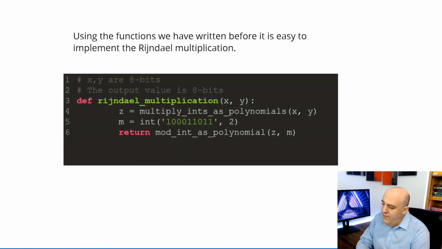Now, using the functions that we've written, it's really easy to implement this Rijndael multiplication. We just define a function which takes two 8-bit inputs, x and y, defines z to be the product of those integers as if they were polynomials, but z is still an integer. And then m is that polynomial that we just saw, but we define it as a binary integer here. And then we mod z down by m. And the result we get out is the value of the Rijndael multiplication, and it's another 8-bit value. So we take two 8-bit values in, and we get an 8-bit value out. And so that's a binary operation.